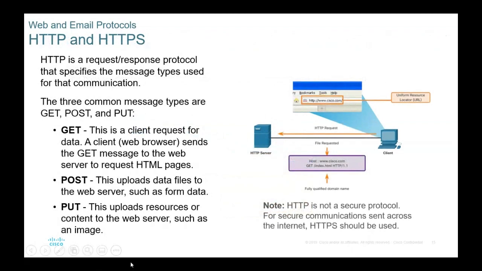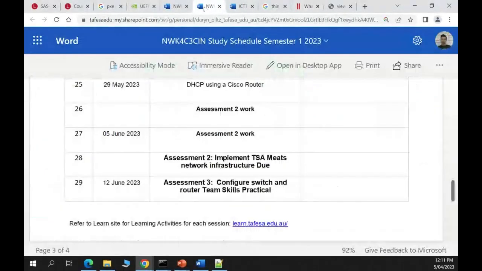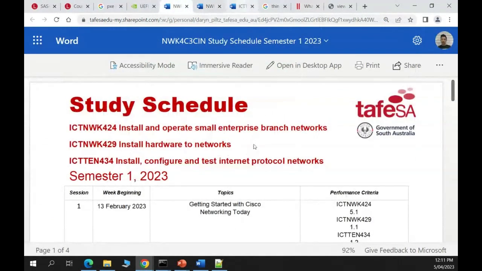Okay, let's take a second there. Where is it?